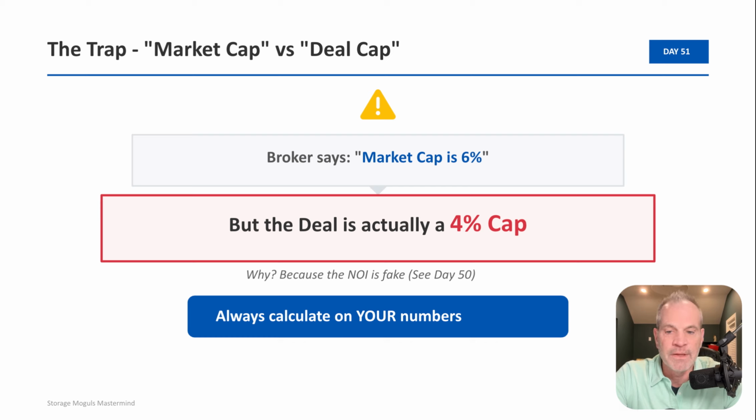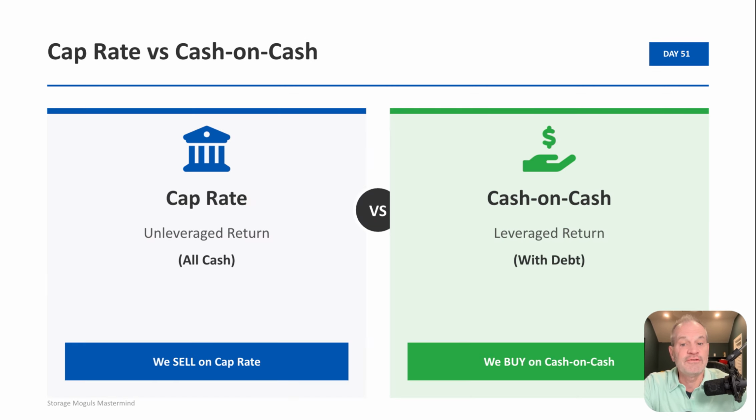Verify everything. This distinction is crucial because it directly impacts your potential returns and the true value of the investment. All right, let's take a look at another key metric, cash on cash return, and how it differentiates from the cap rate.